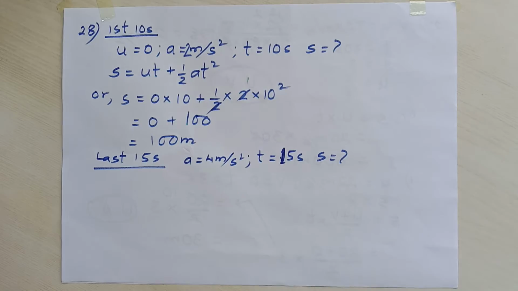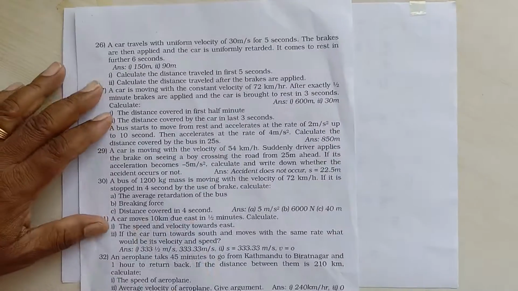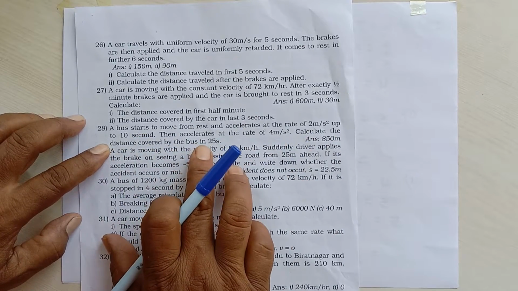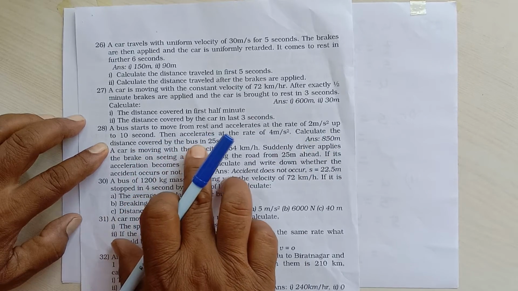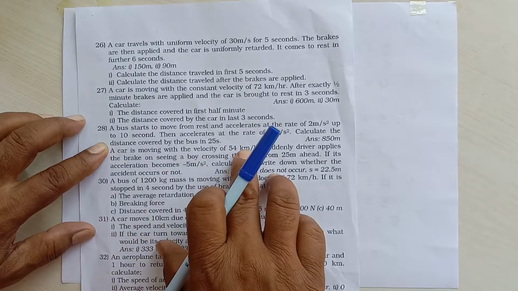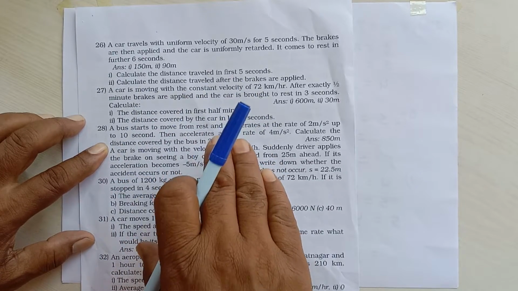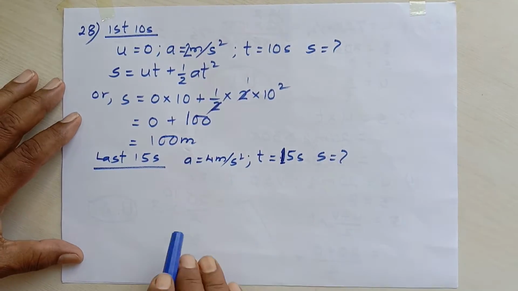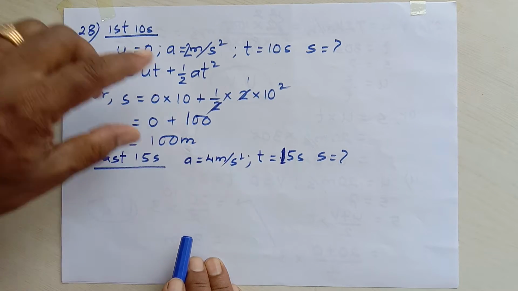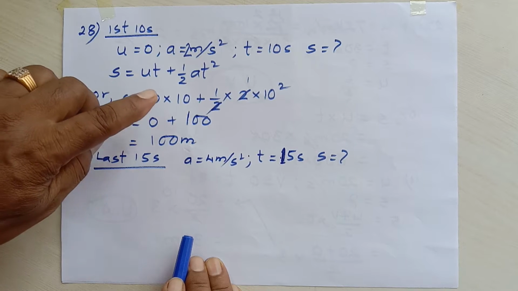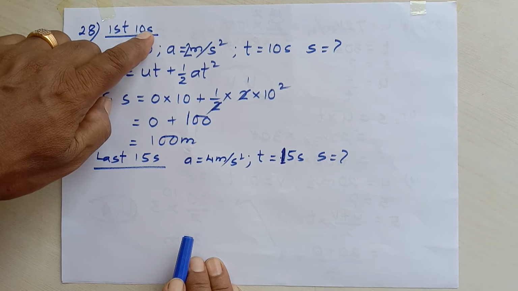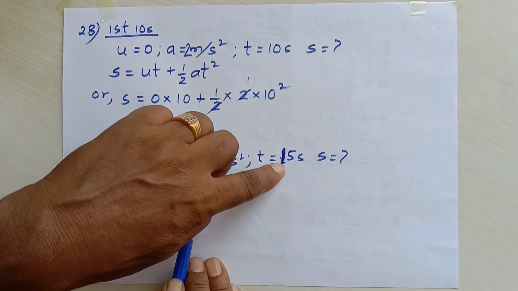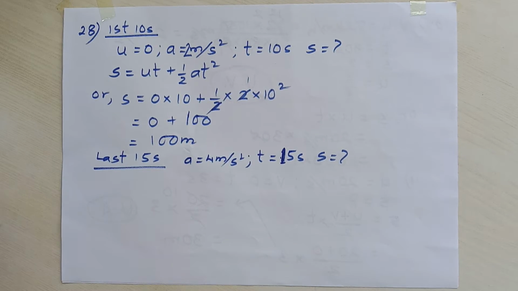Now what to do? Looking at this question, we have been given just the acceleration and the time, because calculating the distance covered by the bus in 25 seconds means the last 15 seconds we are going to calculate what distance is covered. Now with the help of these two, the third cannot be calculated. We must have a third also. That's why it will be better to take another piece of information from the first case. The final velocity of the first 10 seconds becomes the initial velocity of the last 15 seconds. So what can we do?